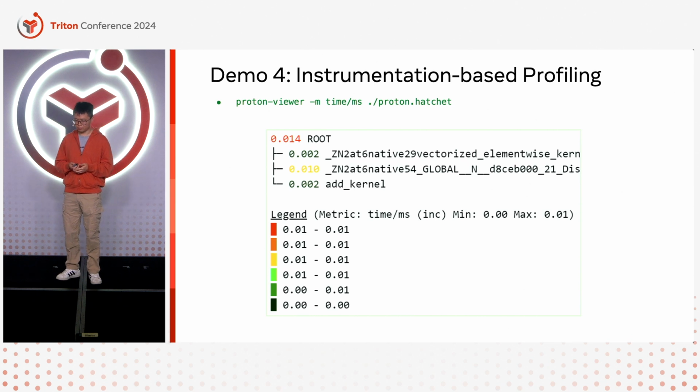So on the terminal, here's what we can see. There are three kernels invoked because we invoke torch.rand twice. They have the same name, and their metrics will be aggregated together. The kernel we care most about is the Triton kernel, which is add kernel, and it shows that it spans 0.002 milliseconds.